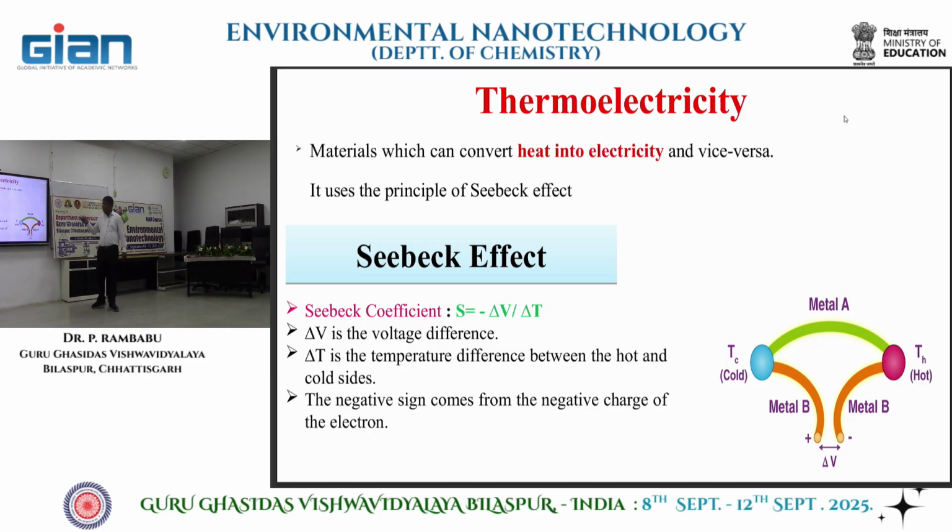So what is thermoelectricity? The materials which convert heat into electricity are known as thermoelectric materials, and they are based on the Seebeck effect. In the Seebeck effect, we have two junctions, hot and cold, and due to the temperature gradient between these two junctions, we get some voltage, which is known as the Seebeck voltage, and this effect is known as the Seebeck effect. We can find the Seebeck coefficient S equal to minus delta V by delta T. Based on this, we can try to harvest some energy by using this alternative thermoelectric effect.